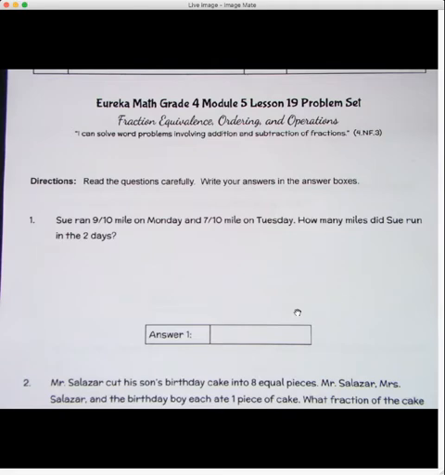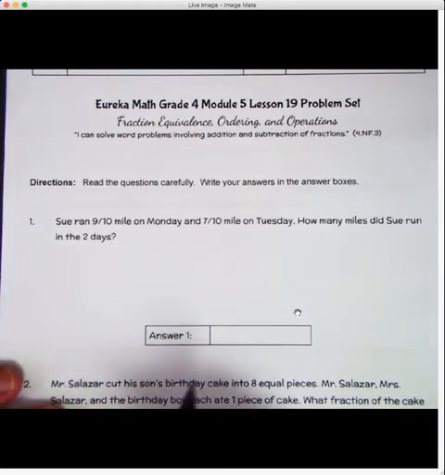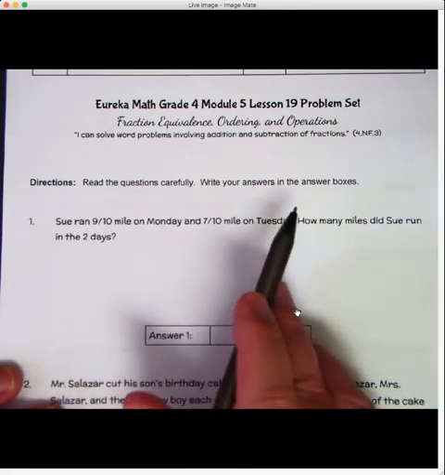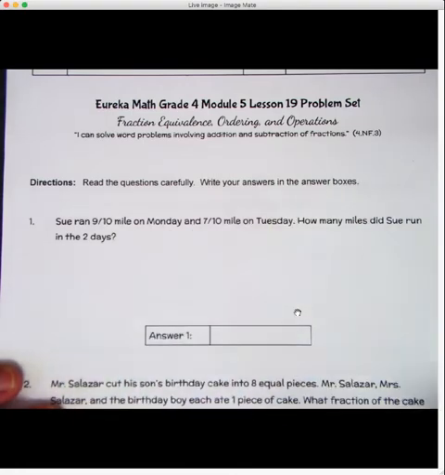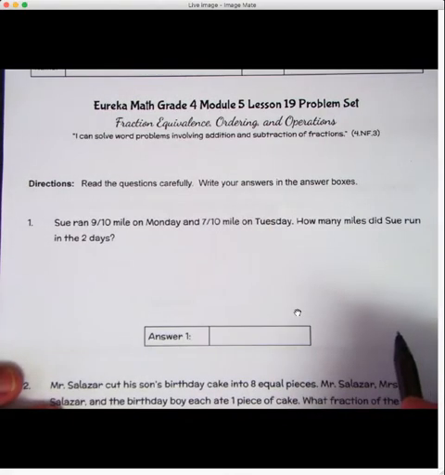And remember, we can solve these any way that we think we can solve them. It doesn't give us specific directions. It doesn't say you have to draw a diagram, or use the area model today. It just says read each question carefully and write your answer in the answer box. Well, you'll be typing it anyway.